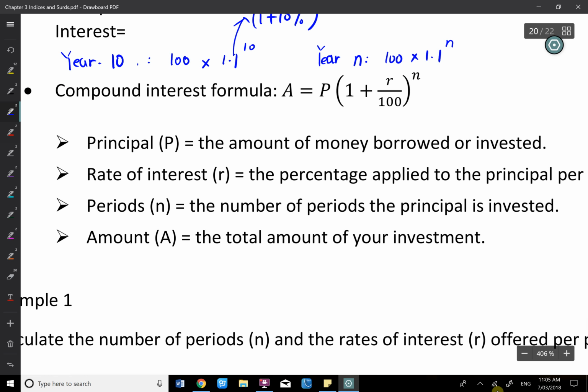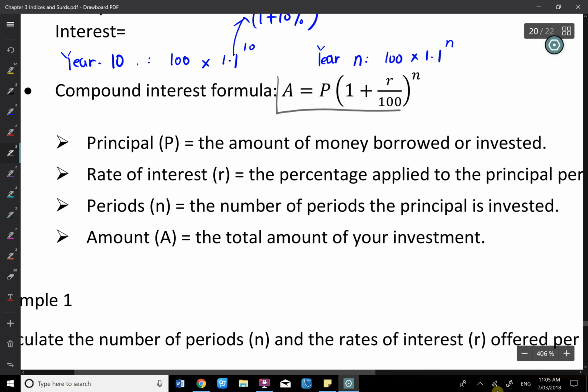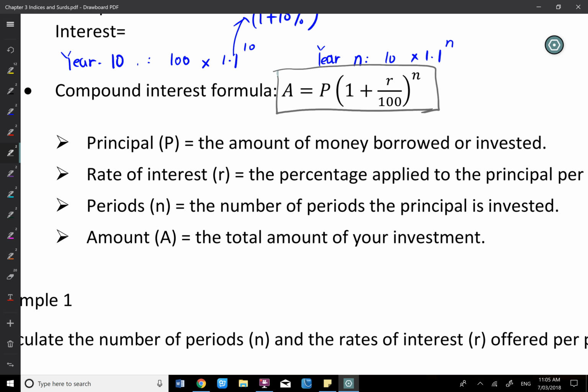So therefore we have this formula here. That's the formula for compound interest. That's all what we need to learn today.